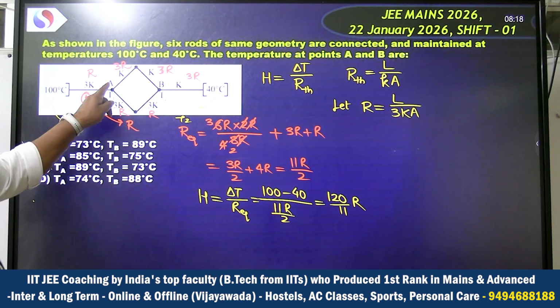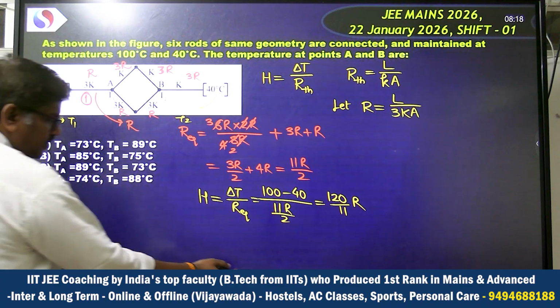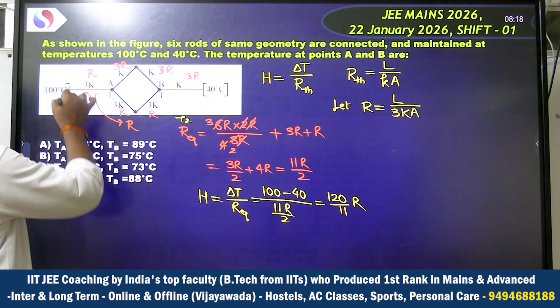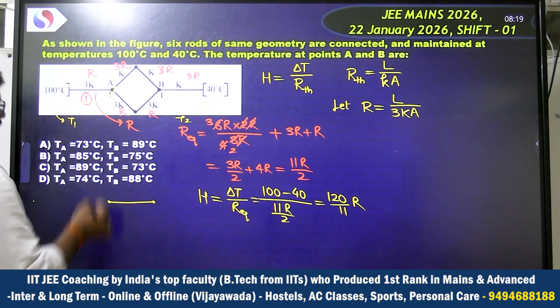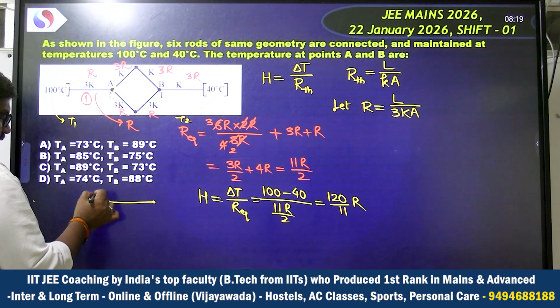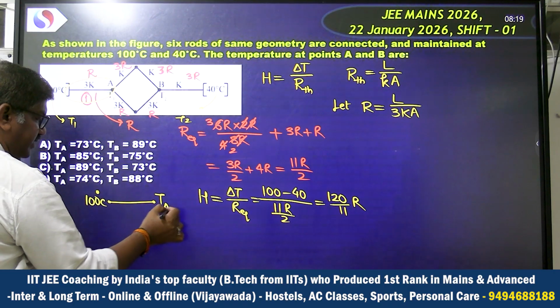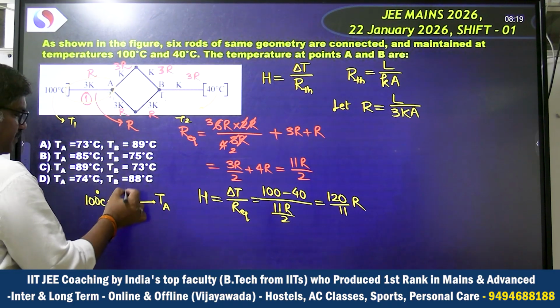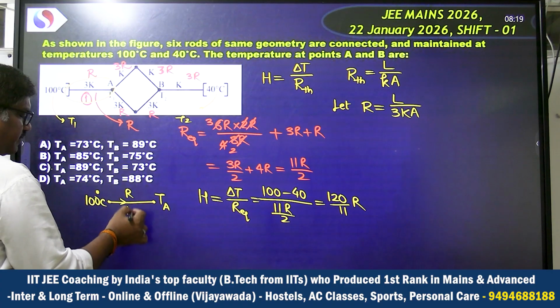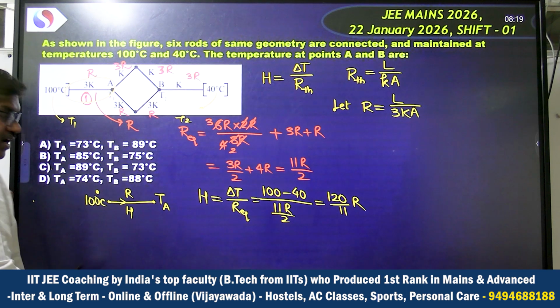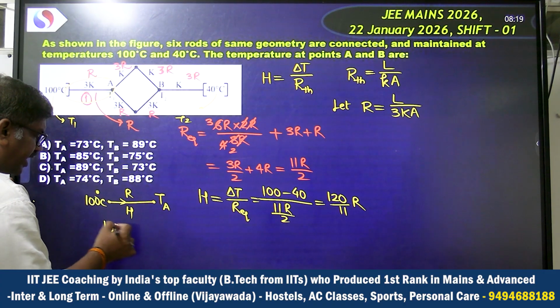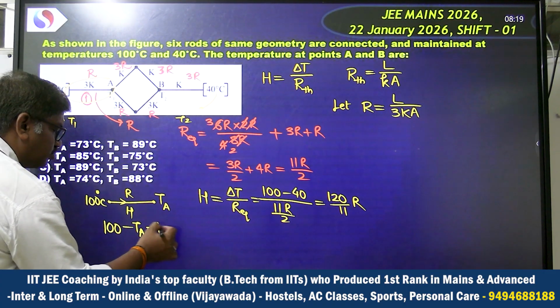Now let's talk about the temperature at A and B. For calculating this temperature, I am going to write the equation for the first rod. This end will be at 100 degrees centigrade, and this end at temperature TA. The resistance is R and heat current is flowing with magnitude H. Here we can easily write, by Ohm's law, delta V is equal to IR; similarly, delta T is equal to HR. That means 100 minus TA is equal to H into R.